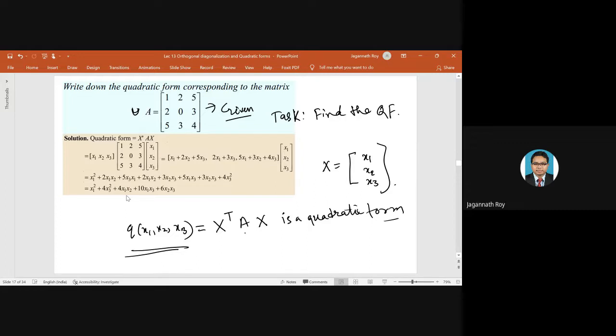So for that, what we'll do? We'll multiply x transpose A times x. So this will give you the function. The functional value is this one. So given a quadratic form, we can find a matrix. And given a matrix, if it is mentioned to write down the quadratic form for the given matrix, from the associated matrix we can find out the quadratic form. In fact, this matrix is very important when we discuss maxima and minima.